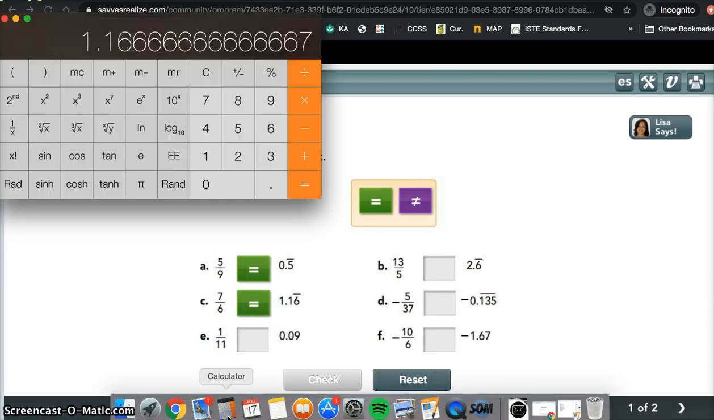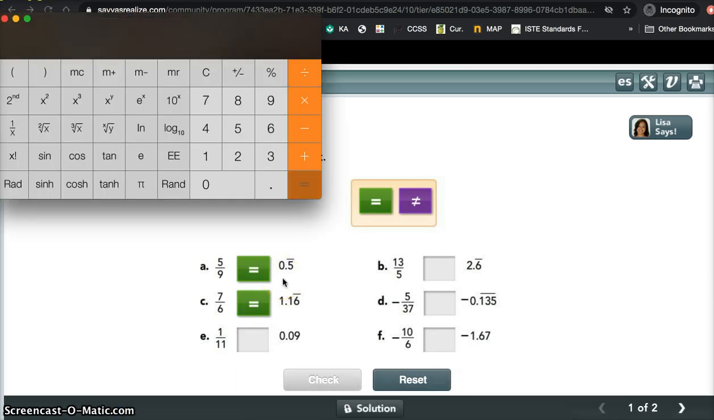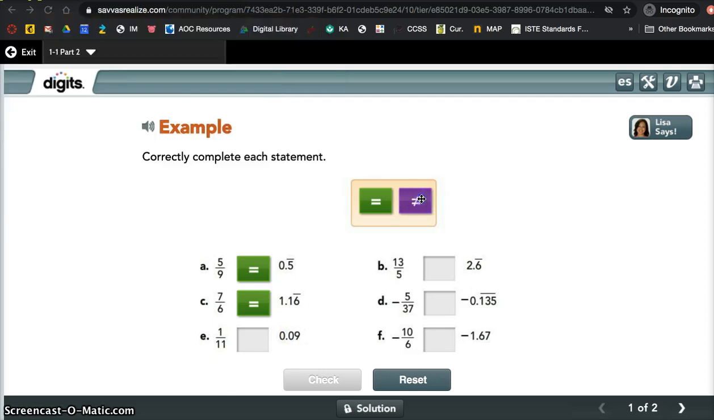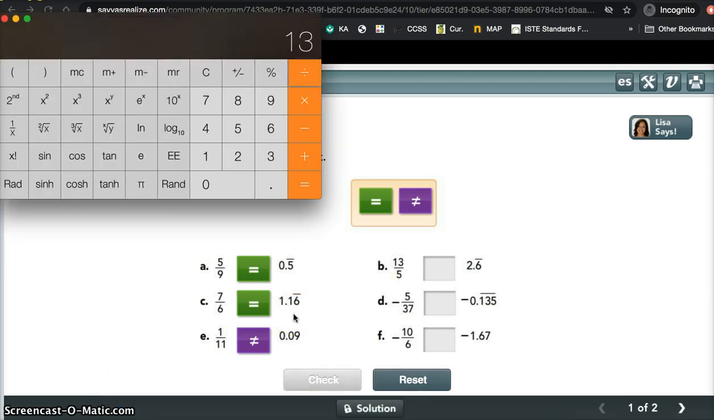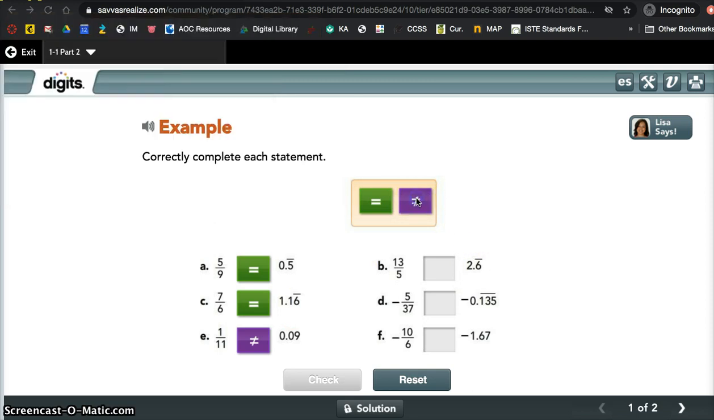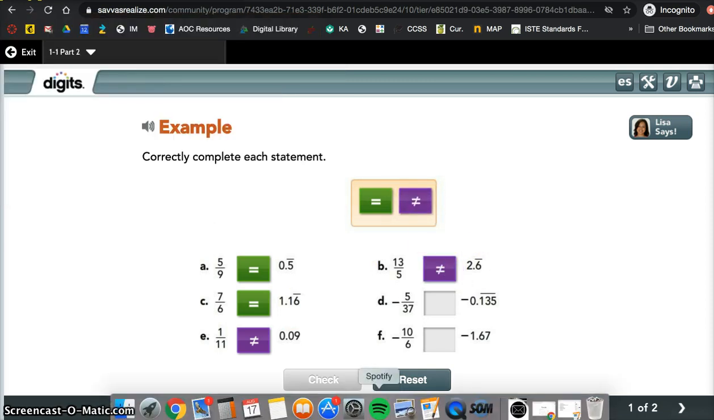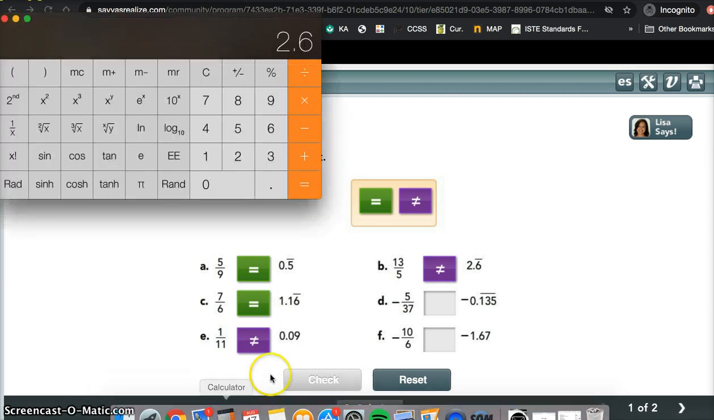Let's try 1 divided by 11. 1 divided by 11 is 0.09, but the 0.09 repeats, and this does not have a repeat bar, so this is not equal. Let's try 13 over 5. It's 2.6, and this is 2.6 repeating, so that is not equal. Let's try 5 over 37.